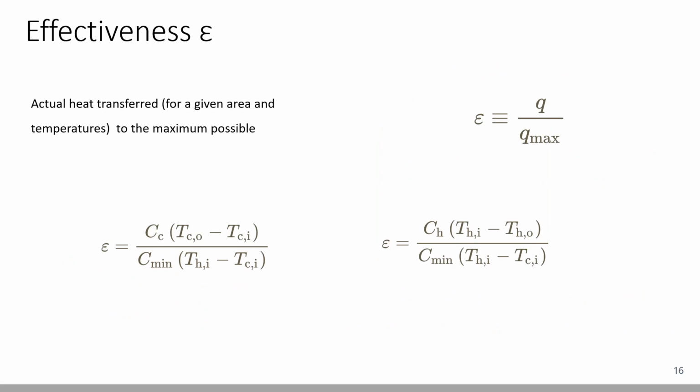So on the basis of this, we can define the effectiveness factor as Q upon Q max. That is, Q is the actual heat transfer that is occurring either in the cold fluid or the hot fluid, upon Q max. So if we are considering the cold fluid, Q will be Cc into Tc output minus Tc inlet, upon the maximum possible heat transfer. Similarly, if we are considering the hot fluid, then effectiveness will be Ch into Th in minus Th out, upon the same. Ultimately, both of these effectiveness factors will be the same.